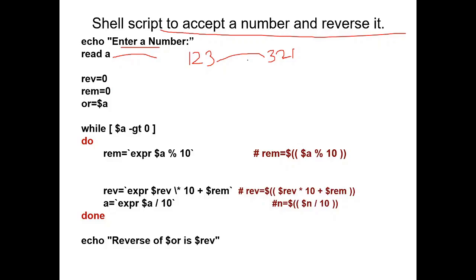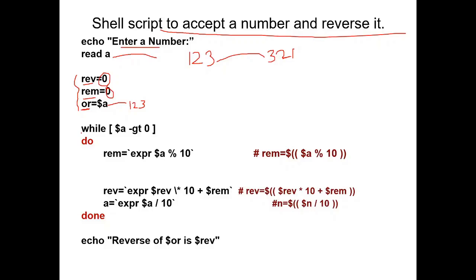Now to make the number reverse, we need three variables here. The reverse variable is initialized to 0. The remainder variable is also initialized to 0 at the beginning. This is the original value. In the OR variable, you are storing the original value, that is 123. We use this variable at the end to compare the number.